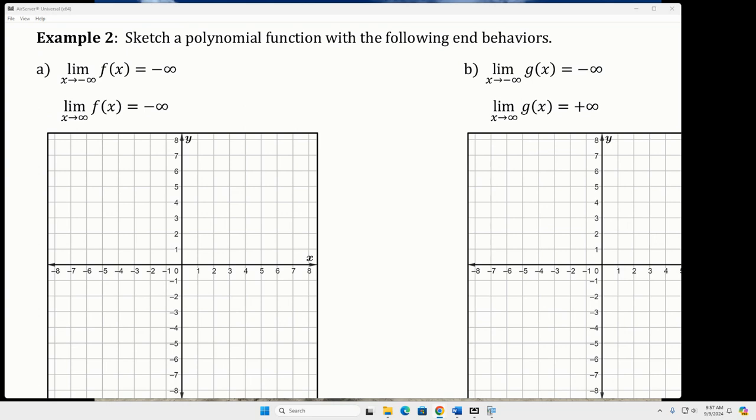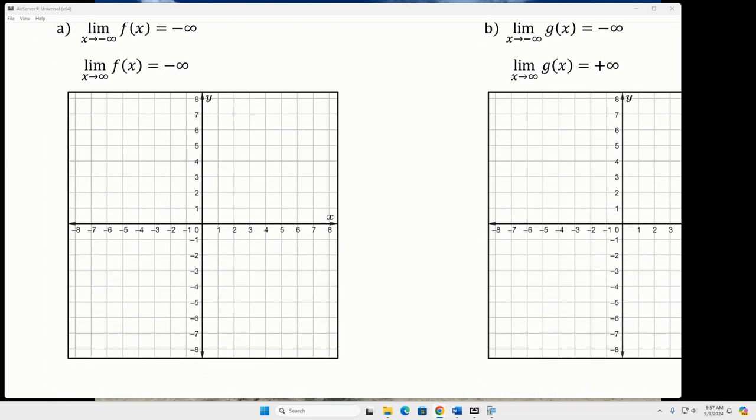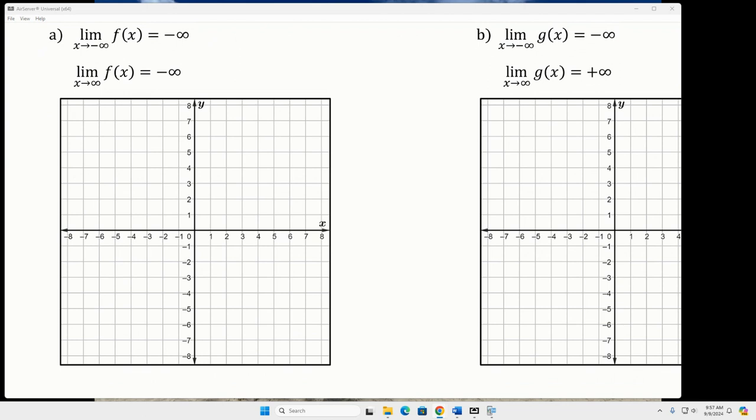So on A, we want a polynomial that on the left side is pointing down and on the right side is pointing down. It could just be a parabola if you wanted it to be, or you could add some changes in direction. It doesn't matter as long as you have smooth rounded turns. The arrow on the left is pointing down and the arrow on the right is pointing down.